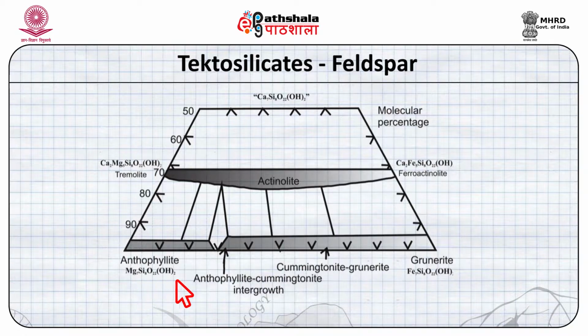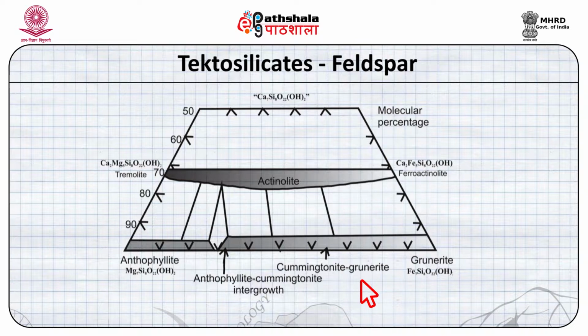Then there is a gap in solution, and the sequence of cummingtonite-grunerite amphibole commences. So, there is a subsolidus gap between anthophyllite and cummingtonite-grunerite. The higher calcium end member is represented by actinolite. In actinolite, there appears to be a complete solid solution between the iron and the magnesium end members. So, this diagram actually shows the possibilities of various types of amphiboles, dominantly the calcic and subcalcic amphiboles being present.